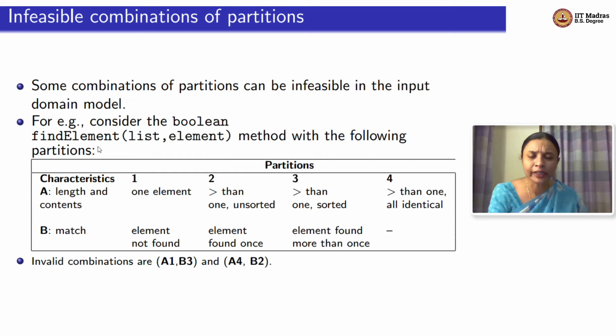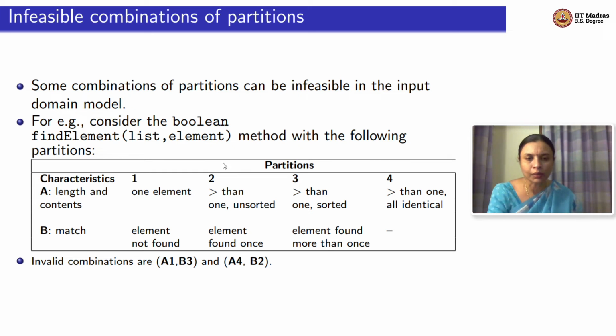So remember, this find element takes two inputs, a list and an element to be found in the list. So let's say I choose some characteristics. The first characteristic I choose to partition would be the length of the list and maybe the contents of the list. What is the property of the list? So I could say the list has exactly one element, that gives rise to one partition. The list has more than one element and the elements are not in any sorted order.